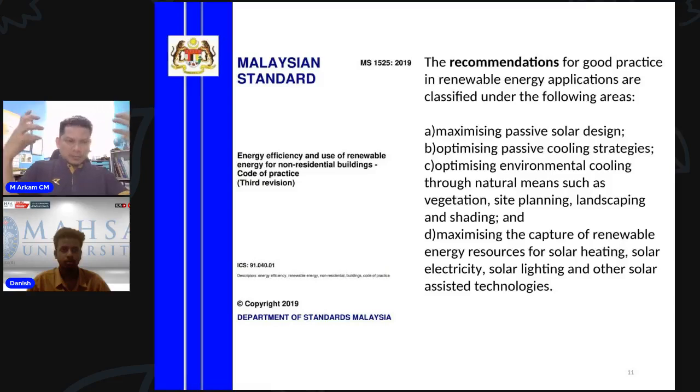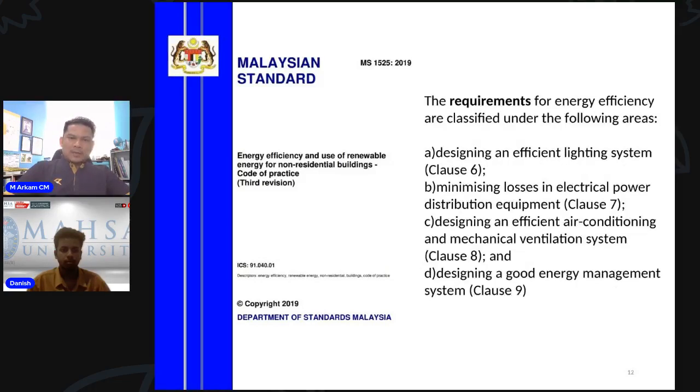So this is all about the passive strategies, where a passive strategy in general doesn't need any mechanical or electrical effort to make it work. So it can become one of the strategies that we can implement from the beginning when we want to construct the building. Maximize the capture of renewable energy. We don't want to talk about renewable energy today, but there is solar heating, solar electricity, solar lighting, and whatnot. We are not going to talk about it because it becomes another topic for this webinar.